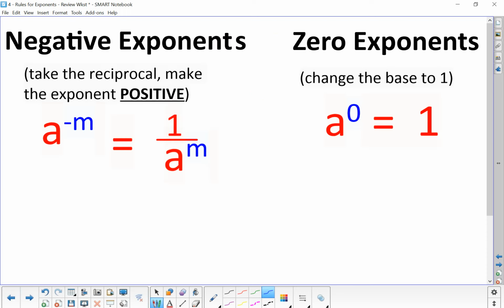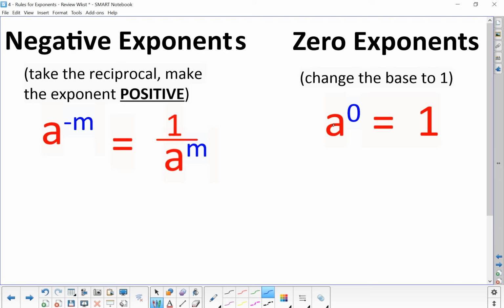So the rules for negative exponents state that you take the reciprocal of the base, 1 over a, because technically this is a over 1, and you make the power positive. So if I have 7 to the negative 8th power, I take the reciprocal of 7, which is 1/7, and I make the power positive.